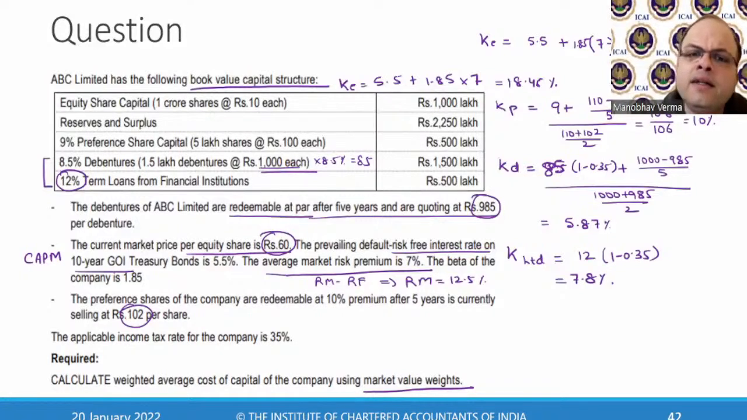Vrinda, I used 5.5 and 7 only because they have already given us the risk premium. What 12.5, I was just explaining to you guys what the RM should have been. If RM is 12.5 and RF is 5.5, the difference is 7. That's already given to us in the question. Don't get confused. The 7% is already given to us. The 12.5% I mentioned just to explain to you guys.